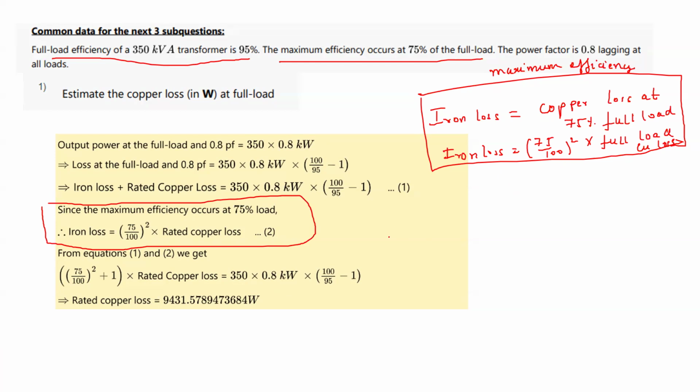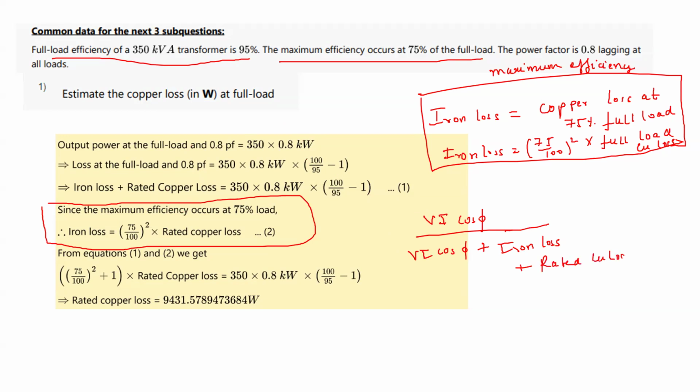Now what is the other condition? The other condition which we know is the efficiency at full load. So what is the efficiency at full load? We can write it as VI cos phi divided by VI cos phi plus iron loss plus, because it is full load, the rated copper loss.